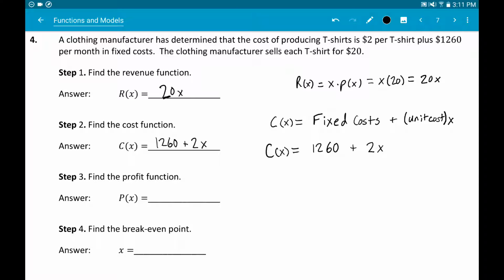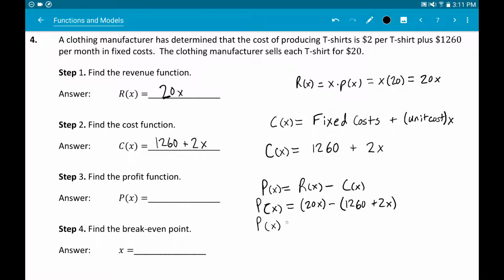All right. Step 3 is your profit function. At this point, in step 1 you got revenue, in step 2 you got cost. So remember, profit equals revenue minus cost. So our revenue from step 1 is 20x, minus our cost from step 2, 1260 plus 2x. Go ahead and combine like terms there. So 20x minus 2x is 18x, and then minus the 1260.